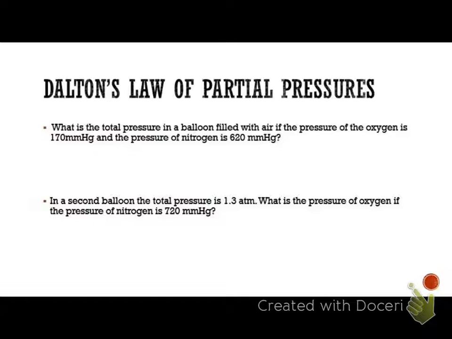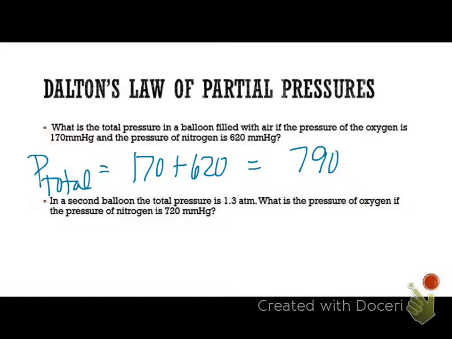So what is the total pressure in a balloon filled with air if the pressure of the oxygen is 170 millimeters of mercury and the pressure of nitrogen is 620? So we're going to do P total is 170 plus 620, which gives me 790 if I am doing my mental math correct.